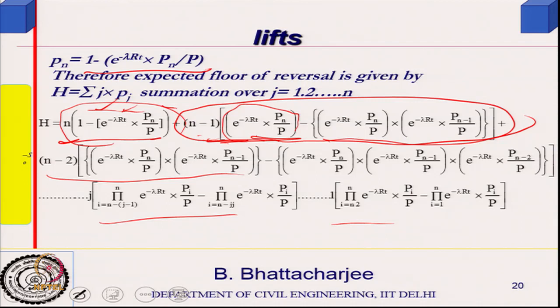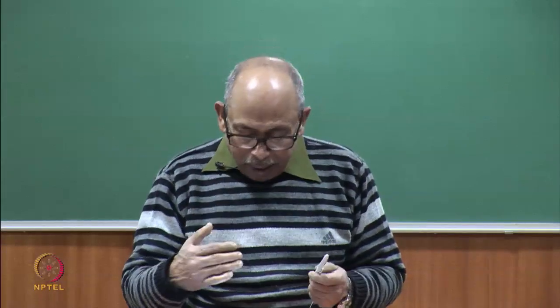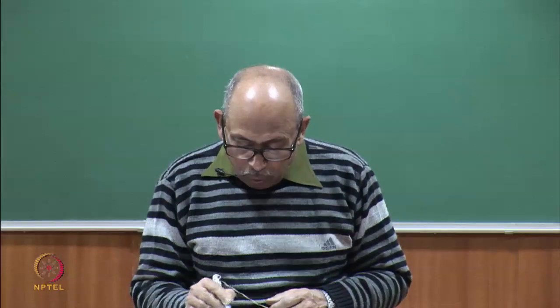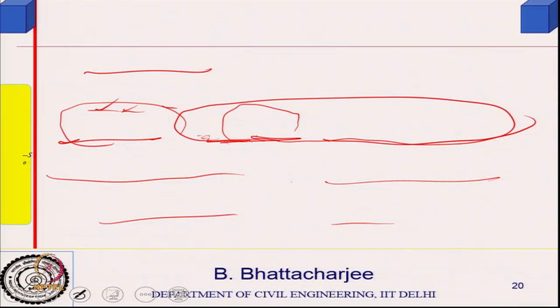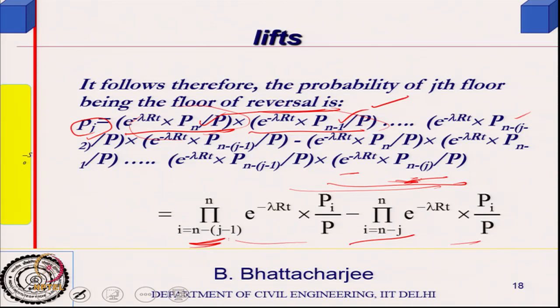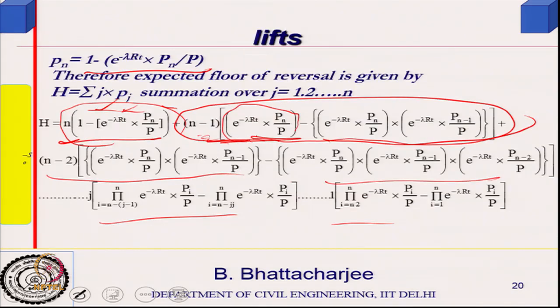So the floor of reversal being n minus 1 is given by this difference, like we did earlier in the case of the heuristic as well. Same thing, at least one person would be there up to the nth floor. This pi, that multiplication sign, I am using in expanded form here. I am just using this in expanded form, and that is how it is.